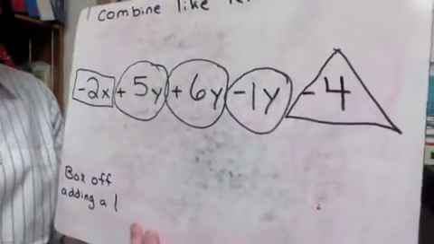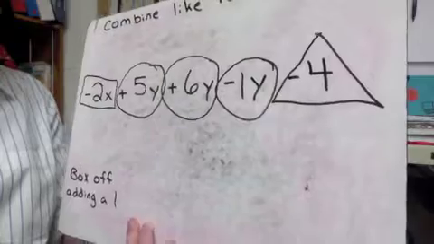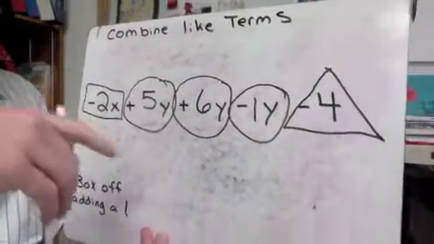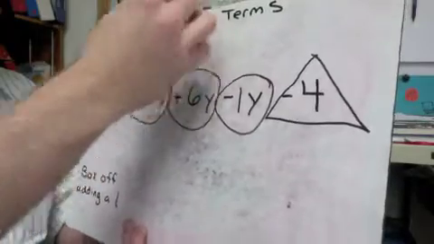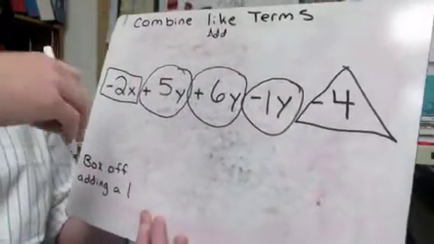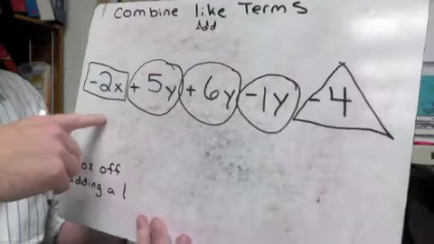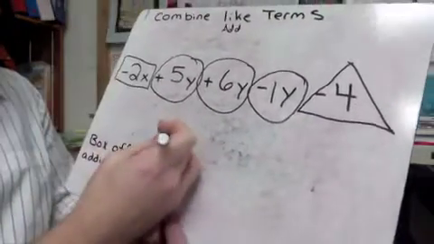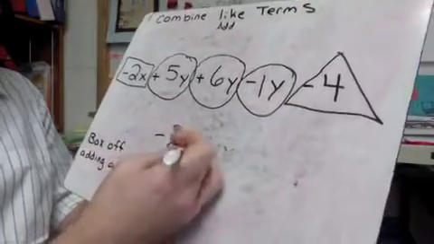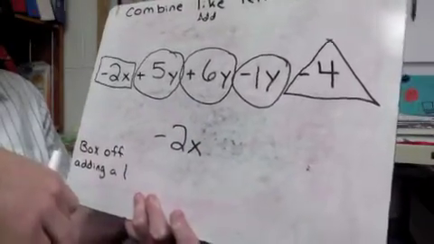So now this should be pretty easy to combine together. Now all I really have to do, if you box them off, is think addition: addition of like positives and negatives. So I'll start with the x's. I've got nothing to put with that, so that is the only thing I have for the x's. So down here I'll just write minus 2x.